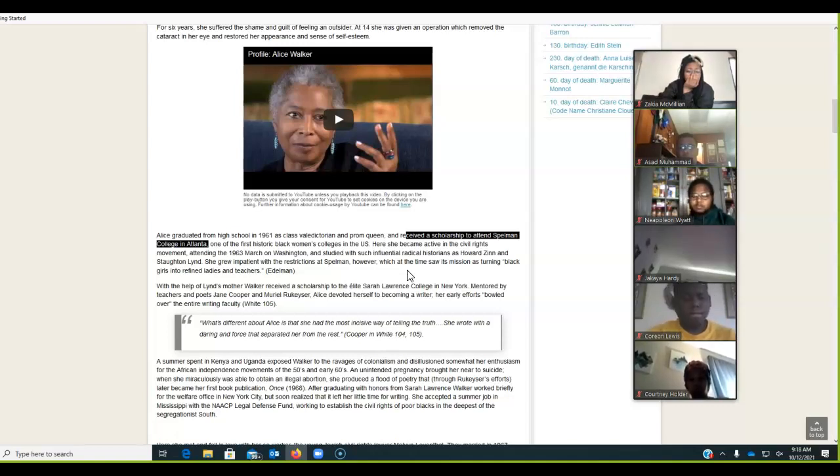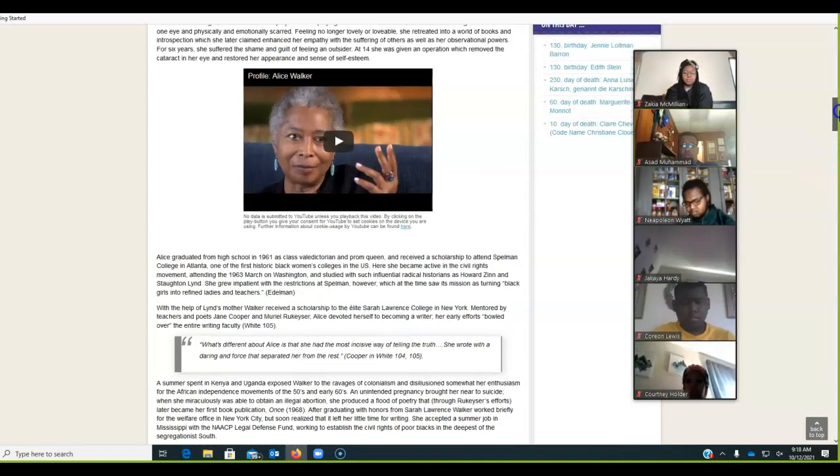Interesting. So it's not here, but I want you to start seeing the connections between the biography and the story. And when we're writing about it, we're not going to pick the stuff that doesn't connect to anything. Like she grew impatient with the restrictions at Spelman. And that might not be what you want to go for, right?